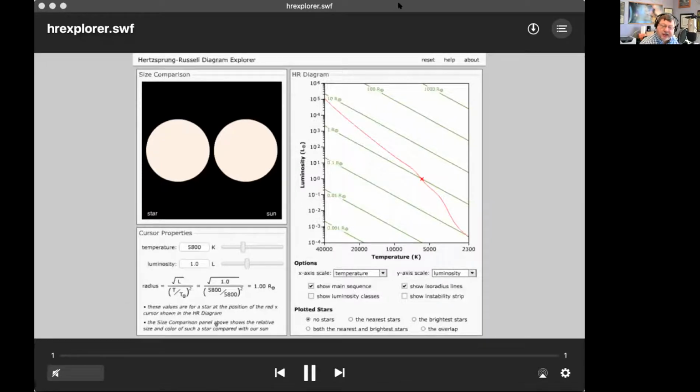There's the giants, supergiants, white dwarfs. And so as we go up here, these are larger physically, and these are smaller physically. So if I go to different temperatures, see the star gets bigger and smaller for the same luminosity. And if I keep the same temperature but different luminosities, it looks the same color, but it's bigger and smaller. And that's just luminosity equals R squared T to the fourth.